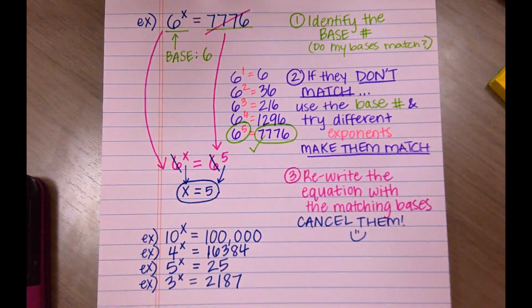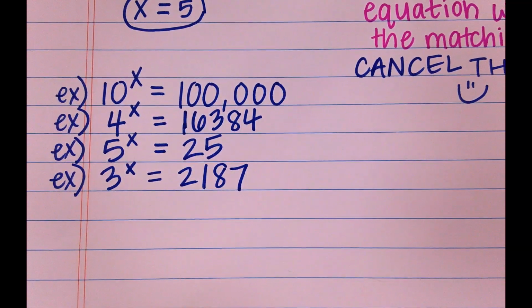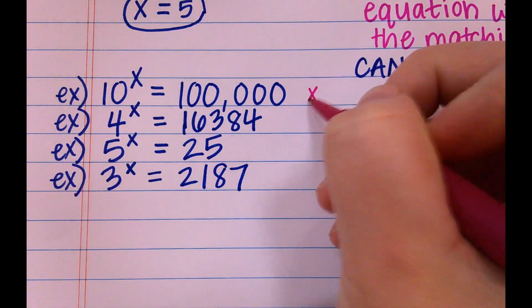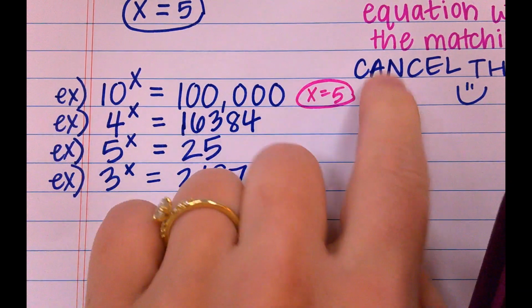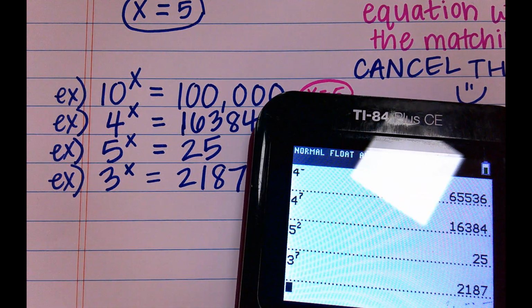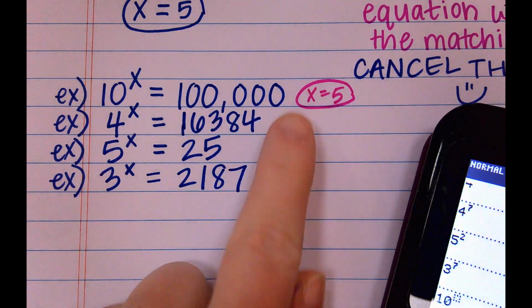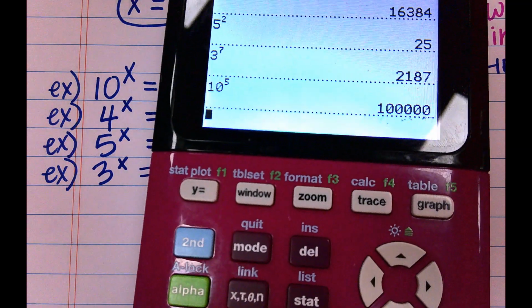Okay, so we've had some time, and let's look at these. First one, I have 10 to the x power is 100,000. What do we get? 10 to the 5th power. So what's x? x equals 5. Did anybody get something different? Everybody got that? Okay, well, we can check our answer. Let's see if when I use 5 for x, I get 100,000. So to check, we're going to type 10 to the 5th power, and sure enough, we get it.